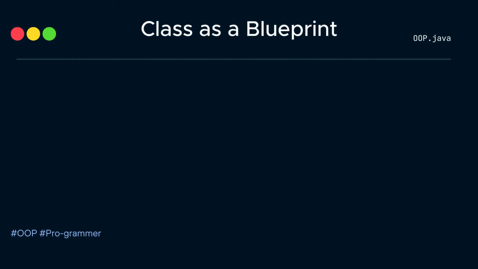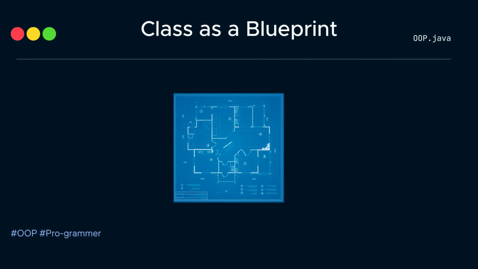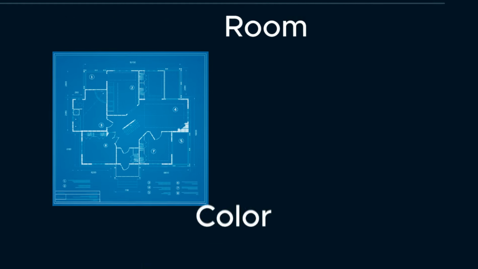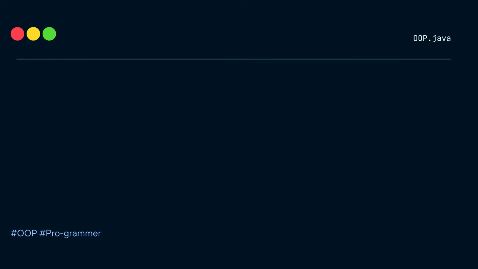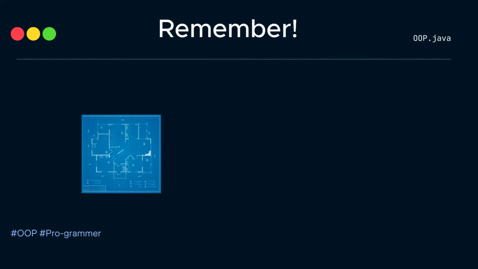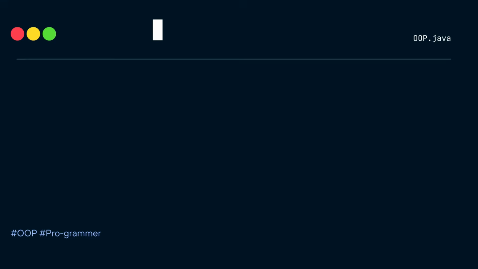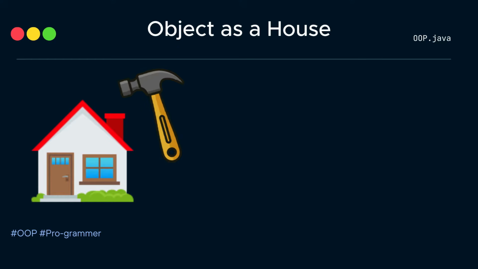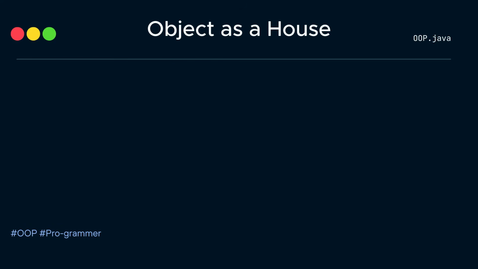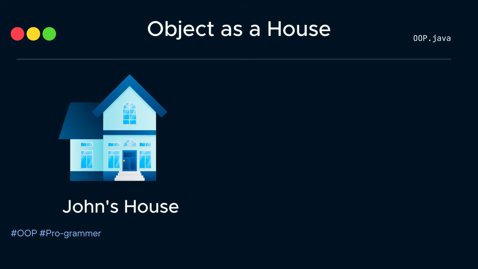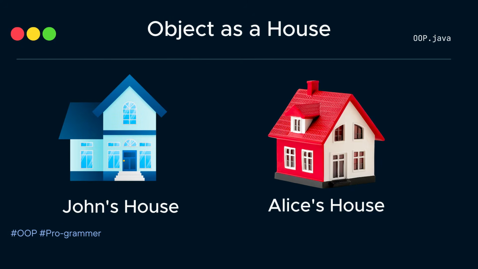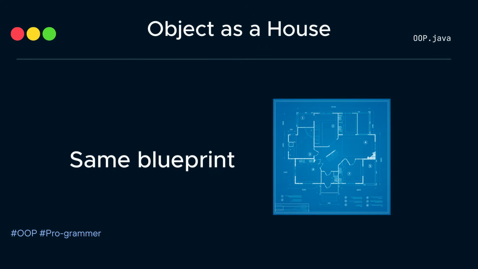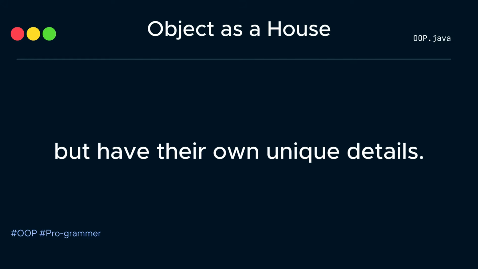Class as a blueprint. Think of a blueprint for a house. The blueprint defines what a house looks like, how many rooms it has, the colors of walls, or the types of doors. But remember, a blueprint itself is not a house. Next, object as a house. When we actually build a house using that blueprint, that real physical house is an object. Each house may be different. John's house may have blue walls, while Alice's house may have red walls. They both come from the same blueprint, but have their own unique details.